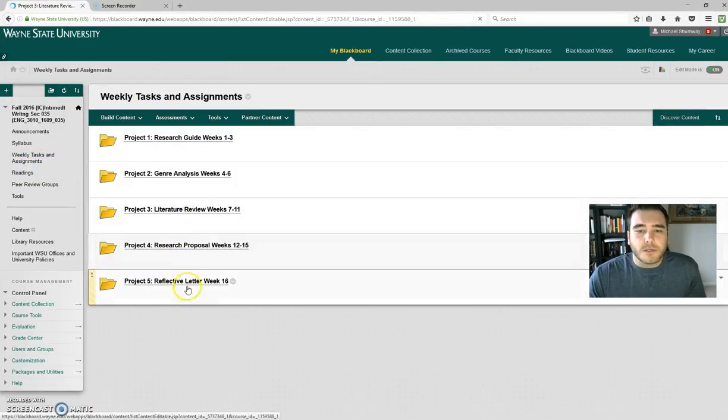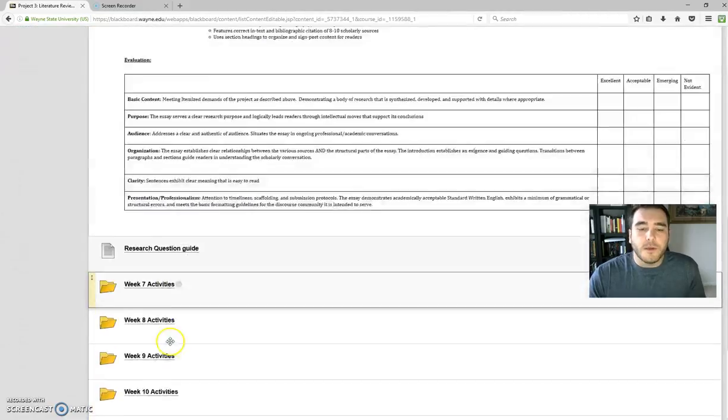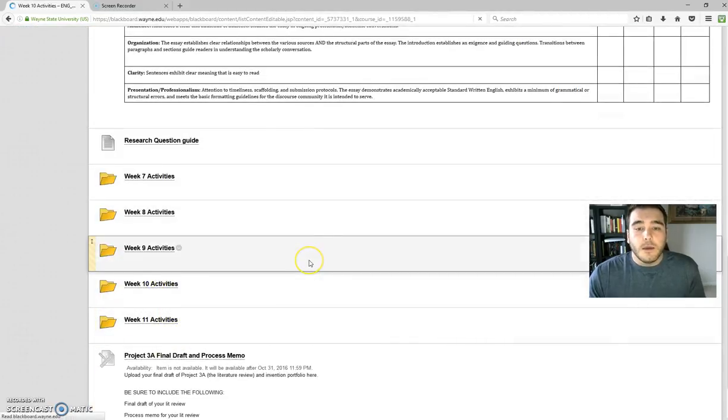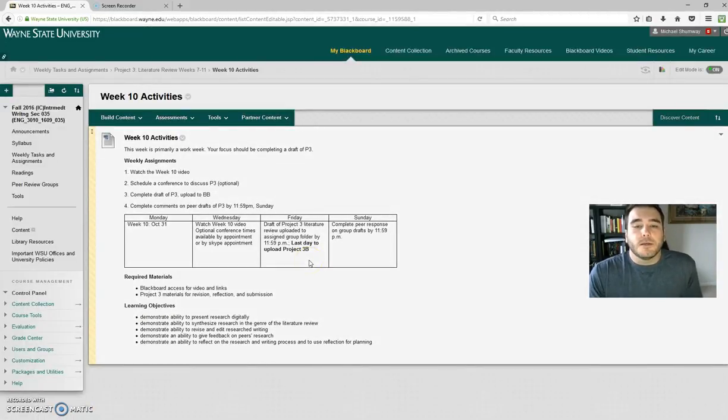Now, as you'll notice, again, this week is primarily a work week as you continue to work on completing your literature review. So let's take a look. Again, no real new reading for right now, but what we are doing is submitting a rough draft of Project 3. Now, what this should contain is obviously the introduction that you've been working on, as well as I want to see you start to synthesize your sources.